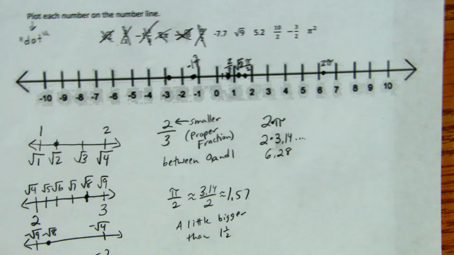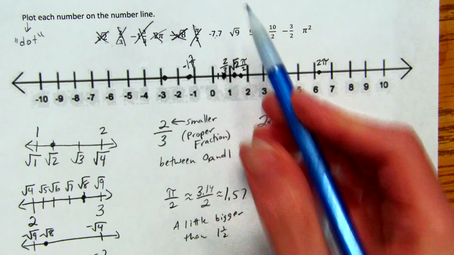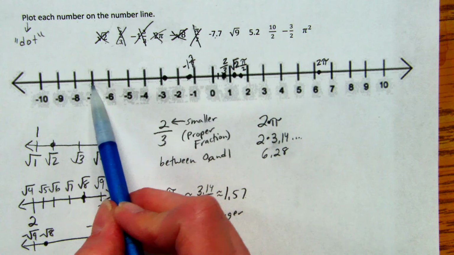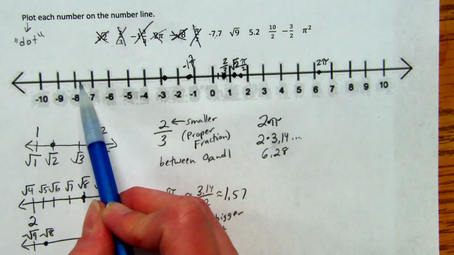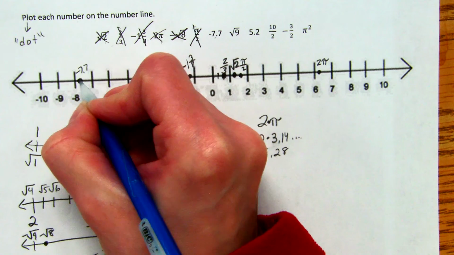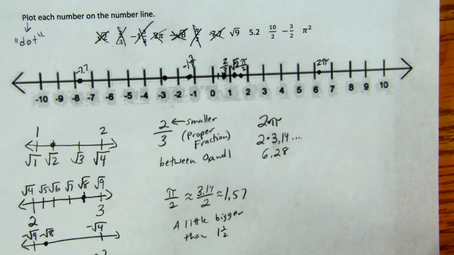All right, negative 7.7 should be pretty easy. So if I go left, here's negative 7, and then 0.7 would be a little bit bigger than a half. It's going to be right there, negative 7.7. It'll be closer to the negative 8 than it is to the negative 7.